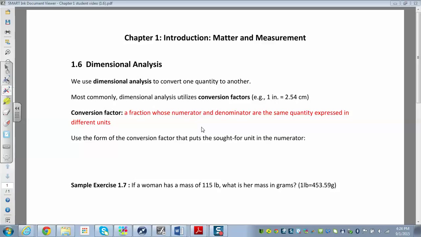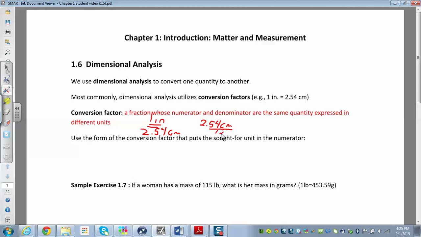So, for example, there's 1 inch in 2.54 centimeters. Right, here we go. There's 1 inch, you'd have that on top, and that's over 2.54 centimeters. The numerator and the denominator both equal the same distance. It's the same exact length. It's just different units. And you could write it that way. You might have to flip it around. Sometimes you might have to apply it this way, depending on what you're starting with and where you're trying to go.